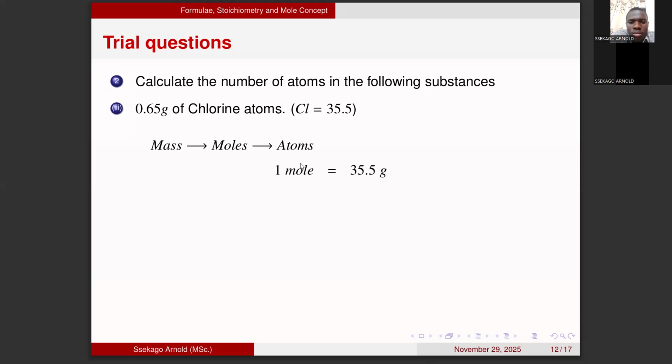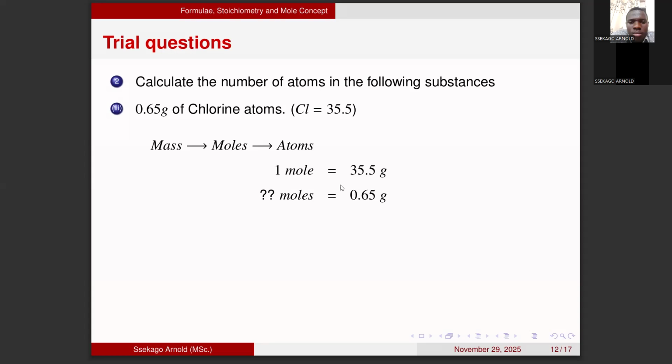To do that, we use what we know. 1 mole is equal to 35.5 grams. Then we ask ourselves, how many moles are in 0.65 grams? We don't know these moles, so they are unknowns. Maybe you can call them X or Y, but I put a question mark.